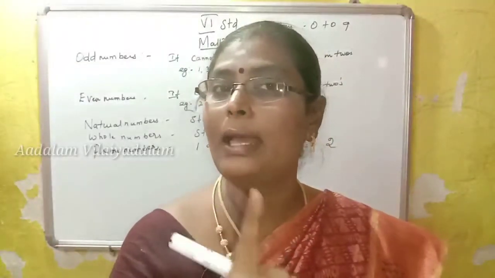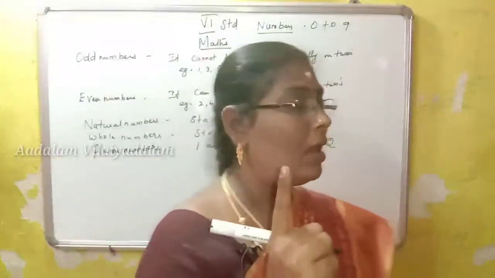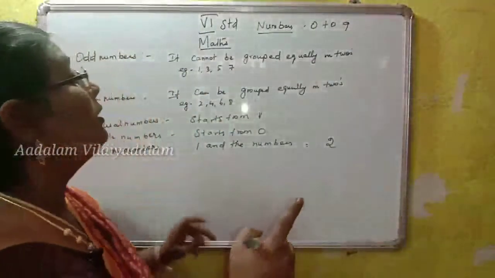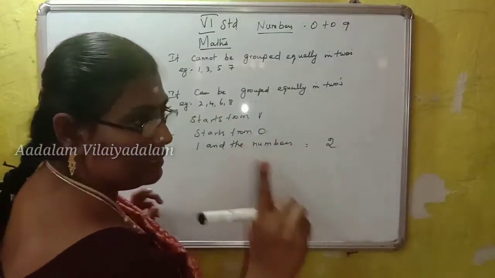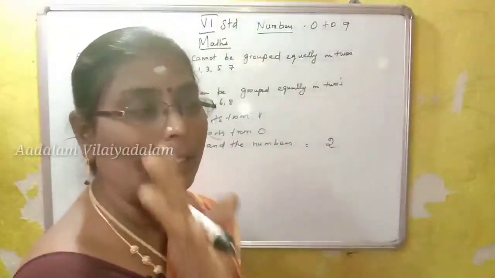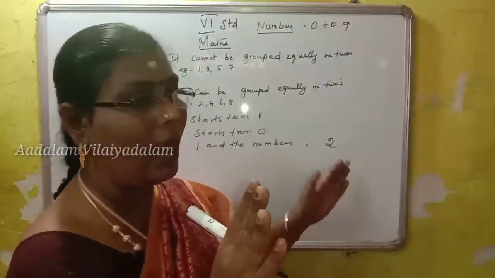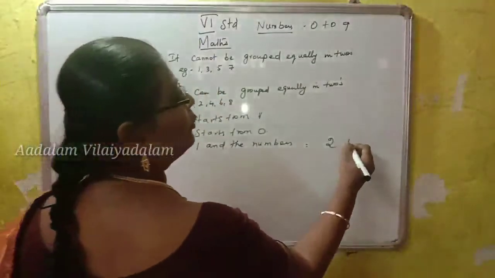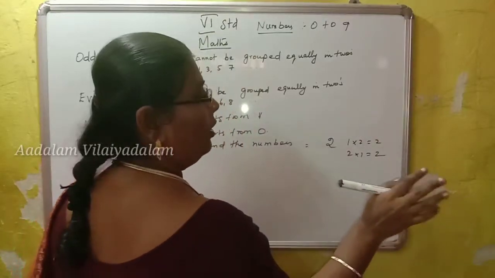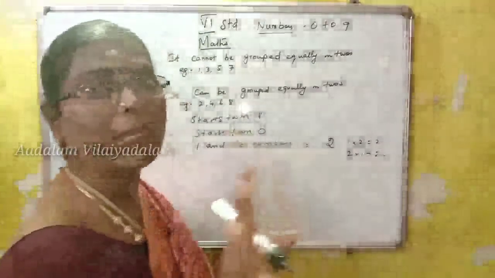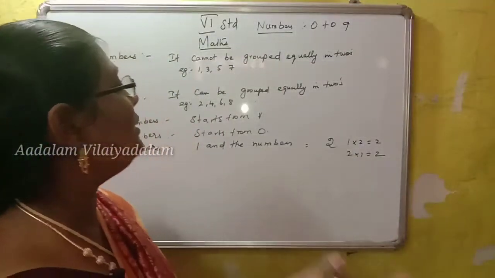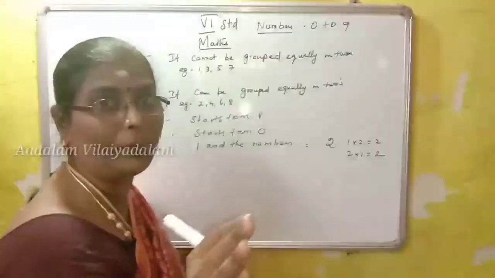So that 1 is a composite number and 2 is a prime number. How can we say 2 is a prime number? The 2 will come in the 1 table and the 2 table only. It will not come in any other table. 1 twos are 2 and 2 ones are 2. That's all. Only in these 2 tables you can see 2. Okay, so 2 is a prime number. And then 3 also is a prime number.